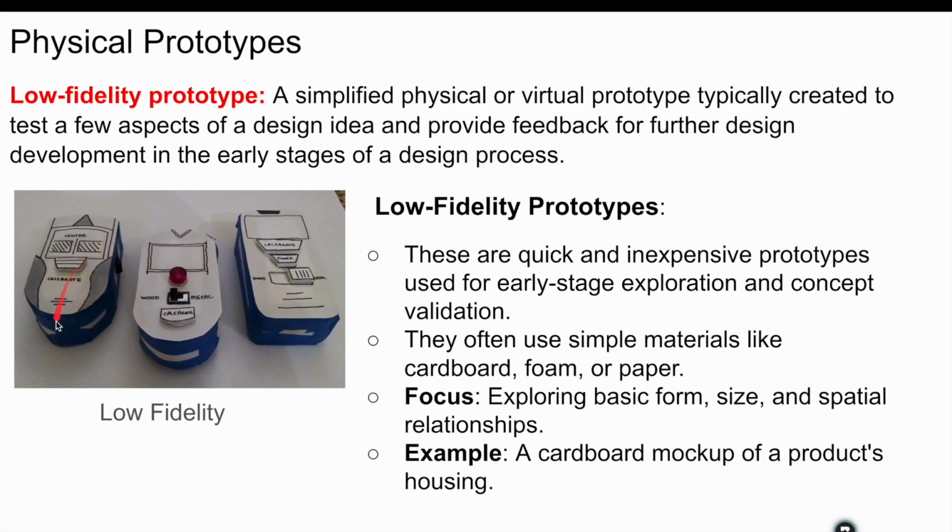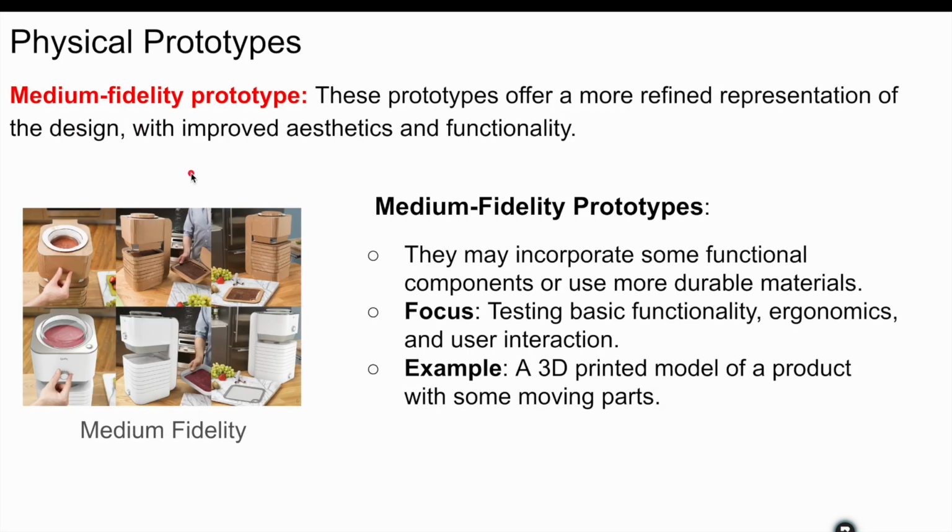And of course, an example would be a cardboard mock-up of a product housing, and that's exactly what you're seeing here. These are actually meant to be a stud finder for a wall, so they're trying to find wooden studs within a wall, and this would just be the product's housing. There's no other functionality to them, and this is a low fidelity physical model. For medium fidelity physical models, these prototypes offer a more refined representation of the design with improved aesthetics and functionality.